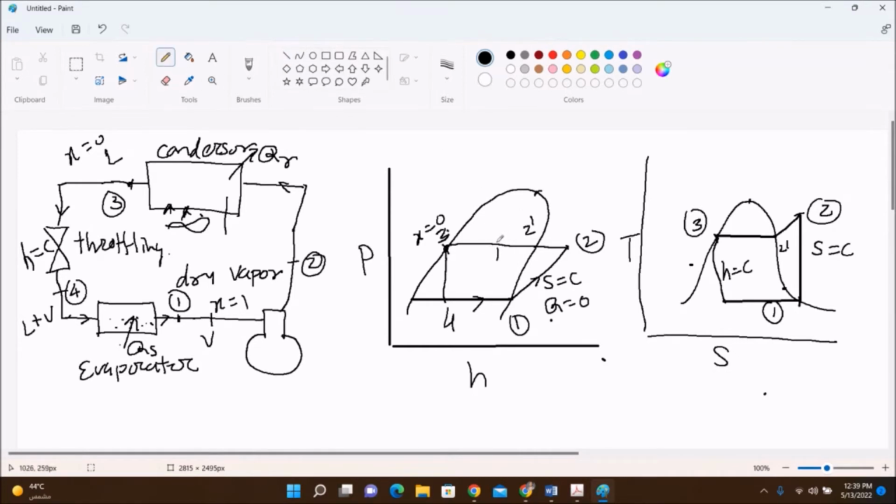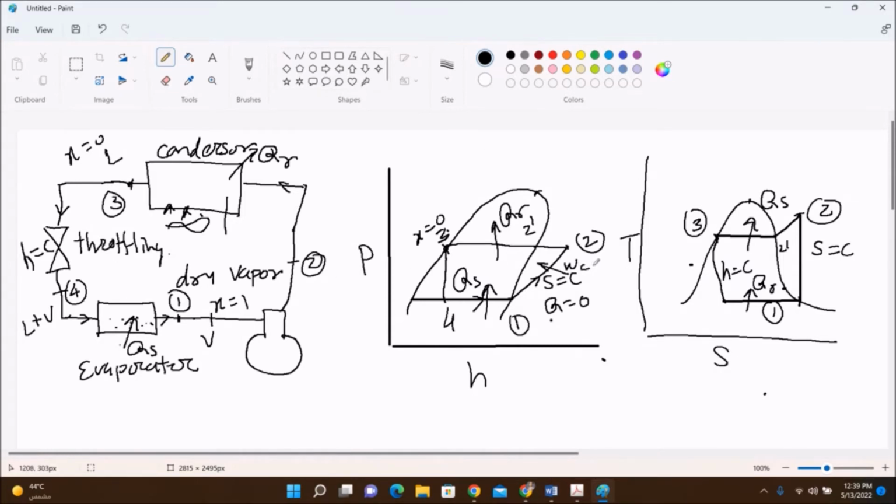Heat is rejected in a condenser to the atmosphere. Heat is supplied in an evaporator. Same here and same here. QR, Q, yes. And this is a W. I need to run the compressor, so this is WC.